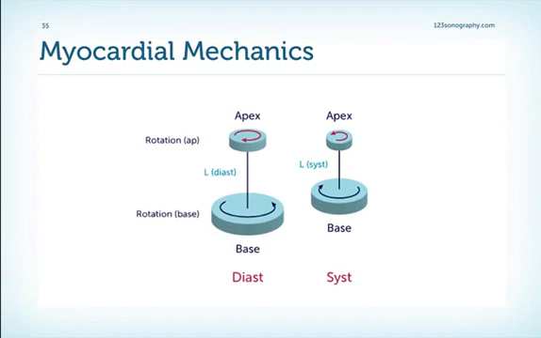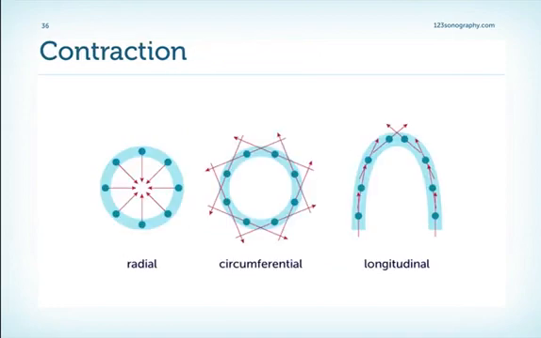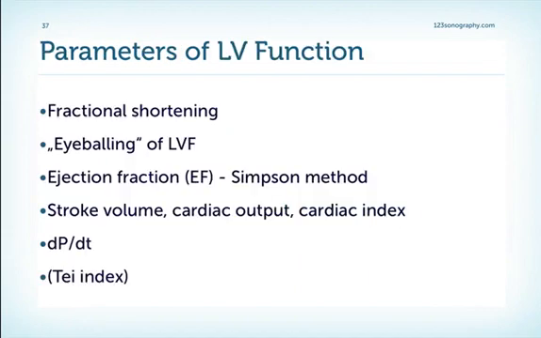In reality, the base and the apex rotate in opposite directions. With the help of modern echocardiographic techniques, we can actually measure this motion. We call it twist or torsion. With these techniques, we've also come to understand that there are different components of contraction. The radial component, which is directed inwards to the center of the ventricle, the circumferential motion, which gives the heart a certain degree of twist, and also the longitudinal component, which is directed from the base to the apex and vice versa. We have to keep these factors in mind when we interpret left ventricular function.